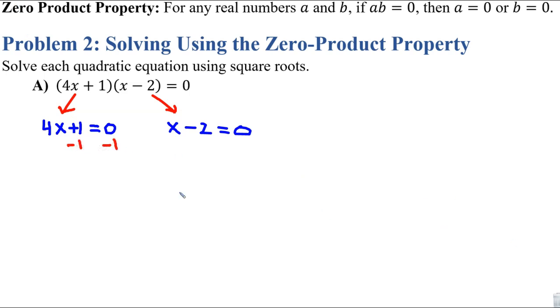Apologize, my pen's glitching out on me a little bit. Just bear with me. That'll be 4x equals negative 1, and then divide both sides by 4. We end up with x equal to negative 1/4. That'll be one of my solutions. And then for the second factor, we can add 2 to both sides just to get x equals 2.